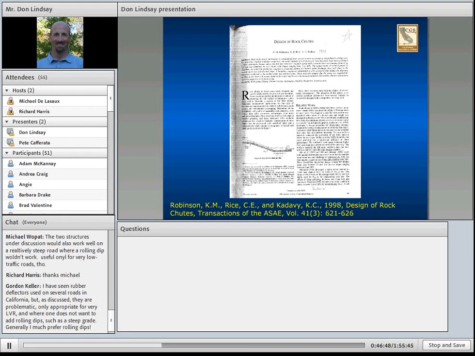This is a document published by Robinson et al. that uses an empirical relationship to design rock chutes. To my knowledge, this is one of the best methods to apply when designing the size of riprap required as scour protection on steep fill slopes. However, professional judgment is required in applying this method on slopes over 40% or equivalent to 2.5 to 1.